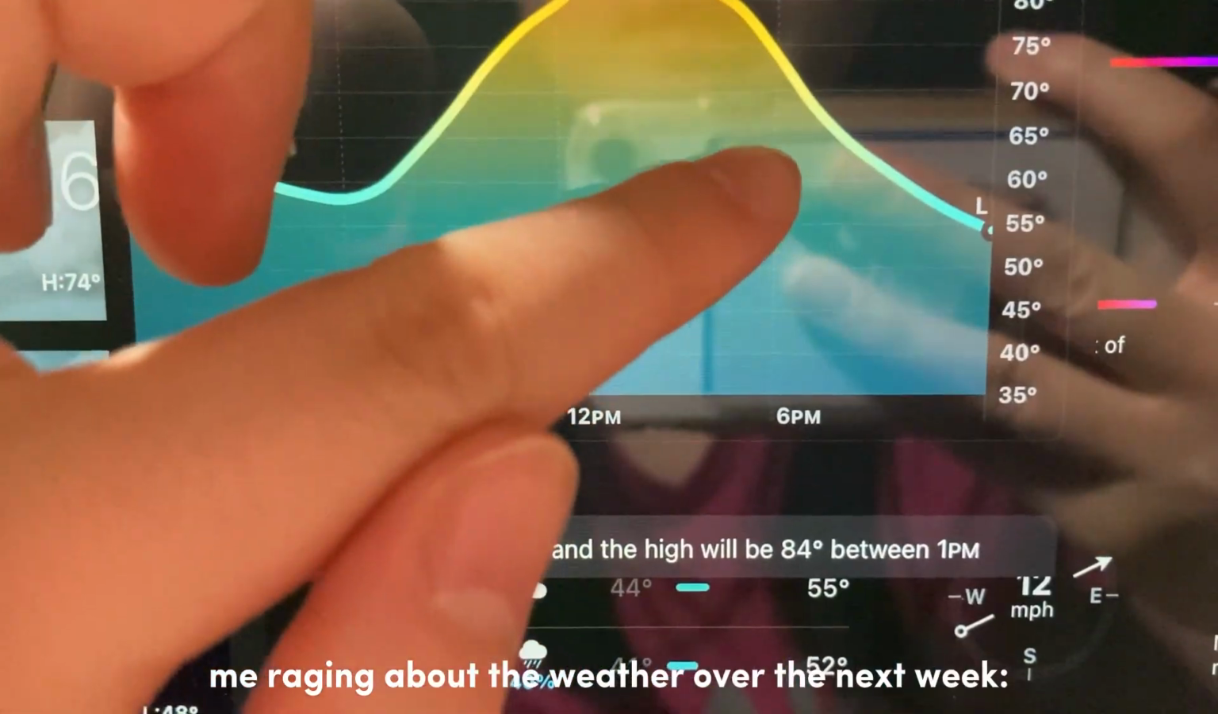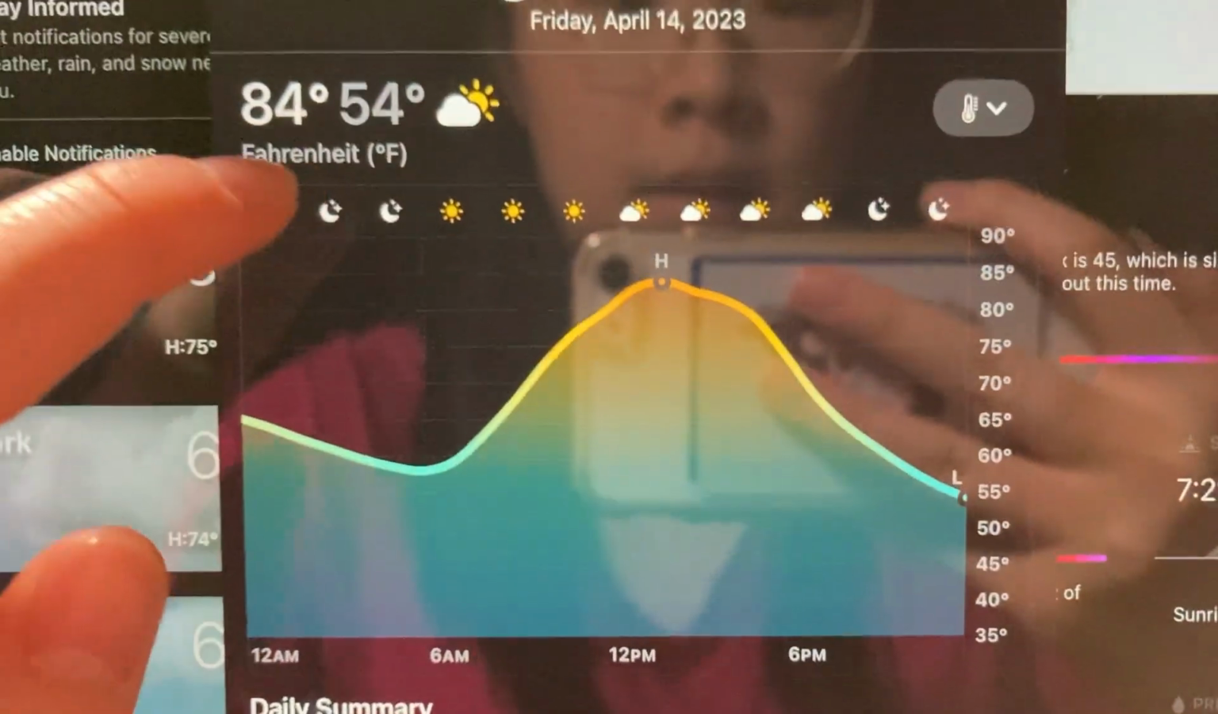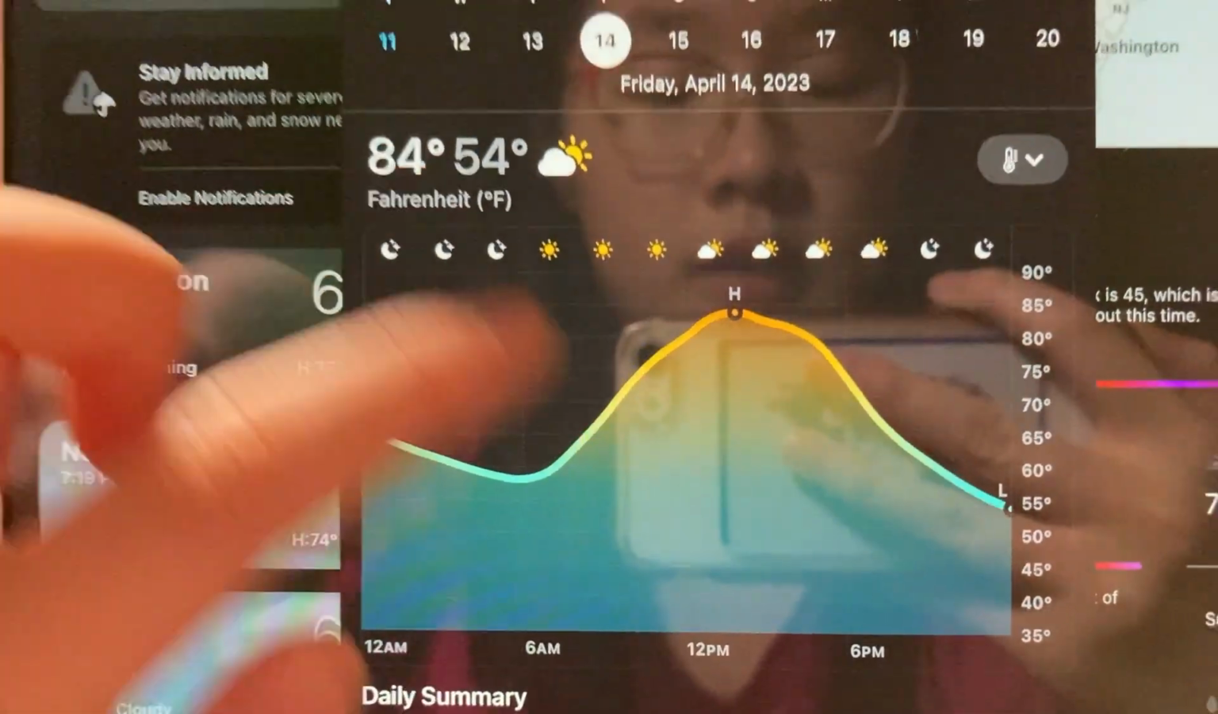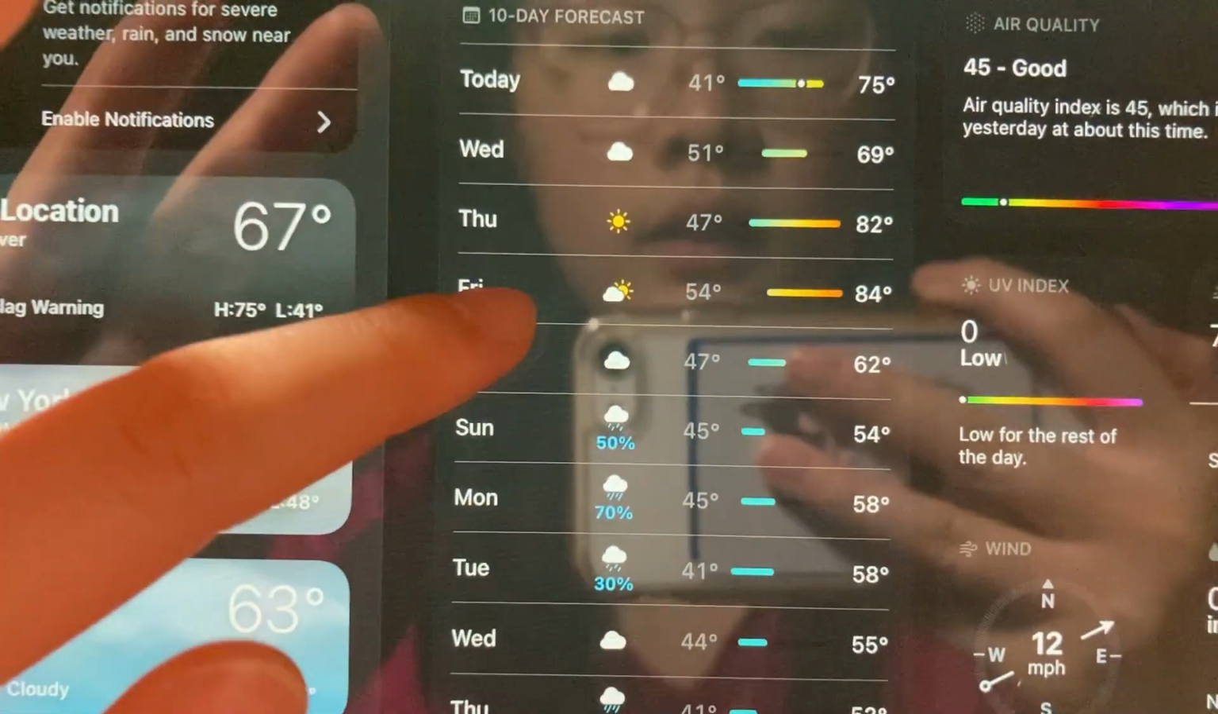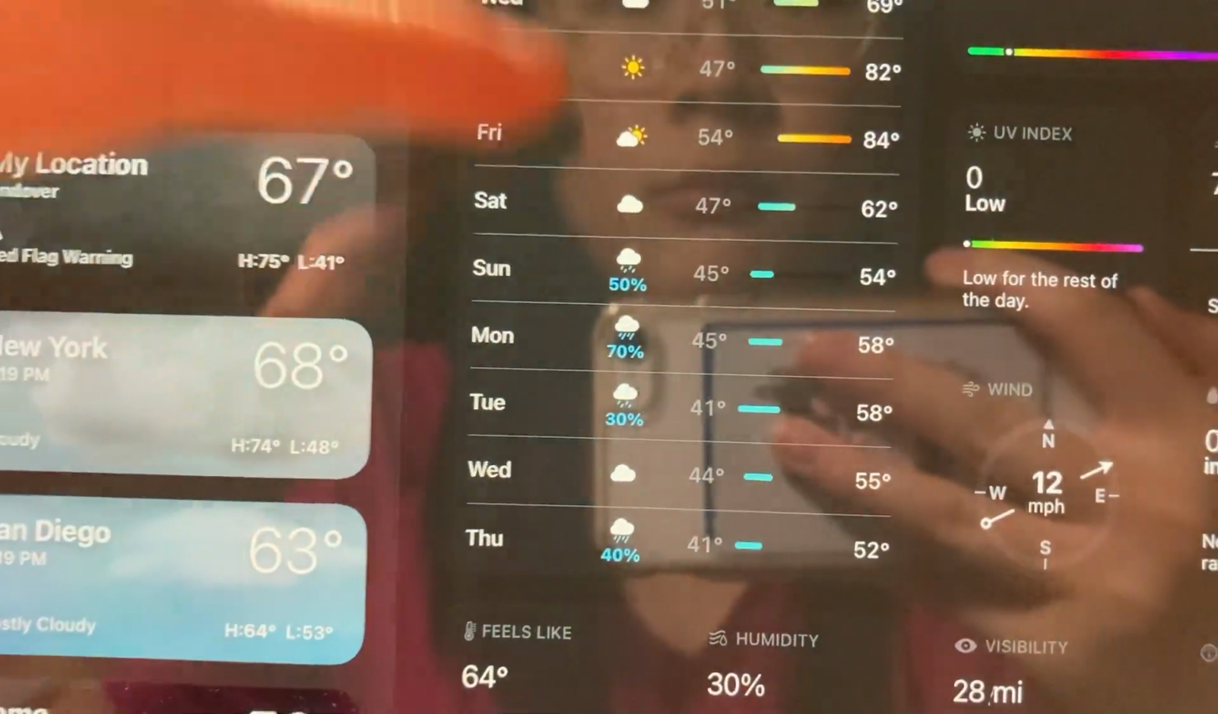High temperature is 84. The next day the high temperature is 62. What the hell? Why? What is going on here?